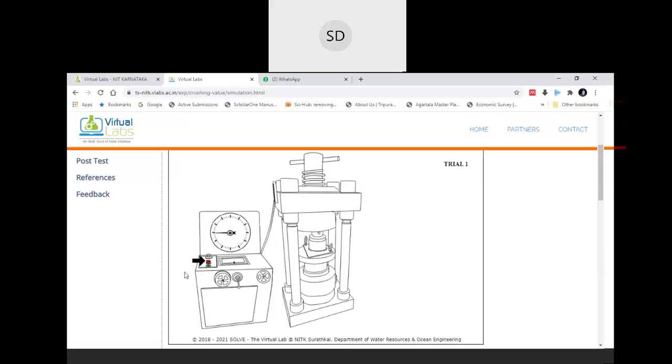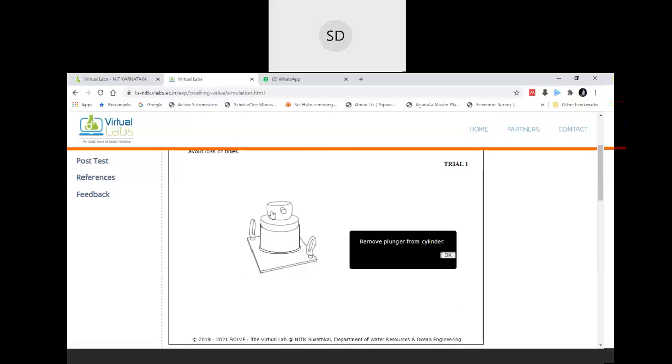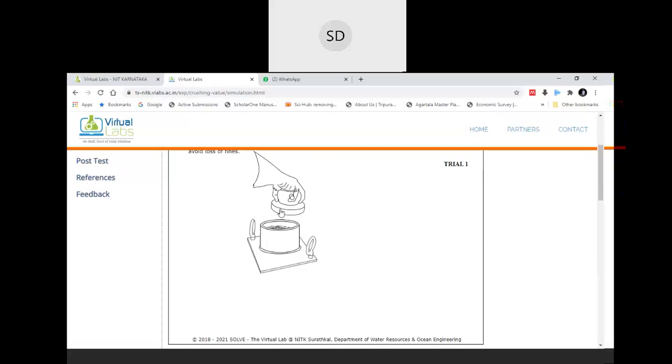Now load is applied over it. Whenever the aggregate is crushed, the machine will automatically stop taking any load. In that case you have to stop the machine, then unclamp this, then remove this. Now remove the plunger from the cylinder.